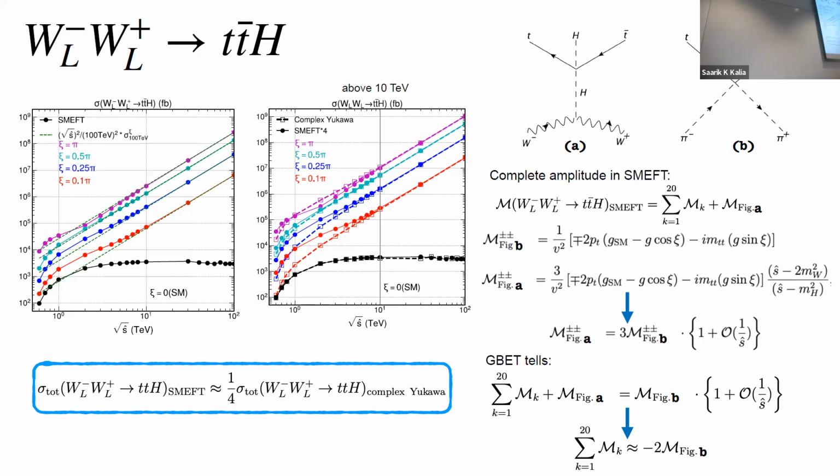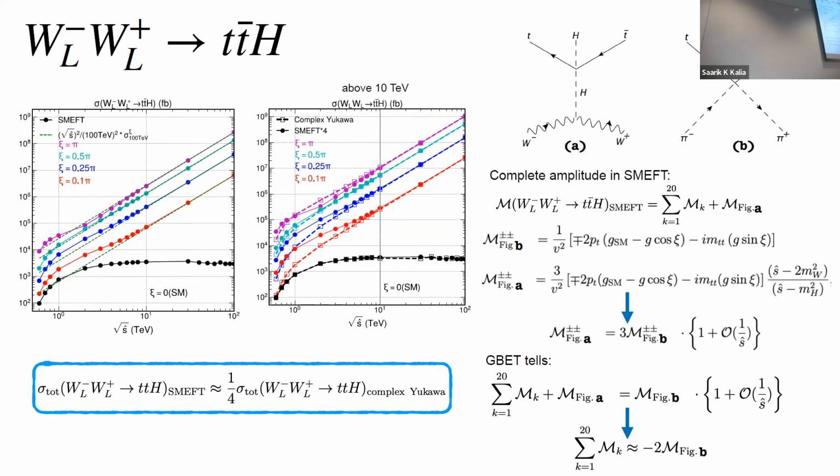And figure B is the Goldstone boson amplitude for the correct SMEFT. So figure B gives the asymptotic cross section for the SMEFT prediction. And the sum of the first 20 diagrams is the complex Yukawa diagram sum, and it is twice the asymptotic amplitude of the SMEFT. So the absolute value squared is just 4.